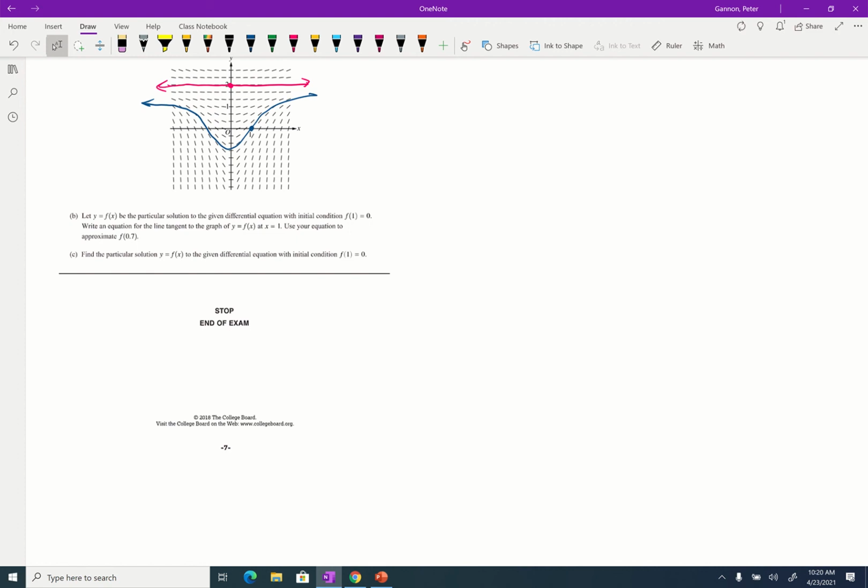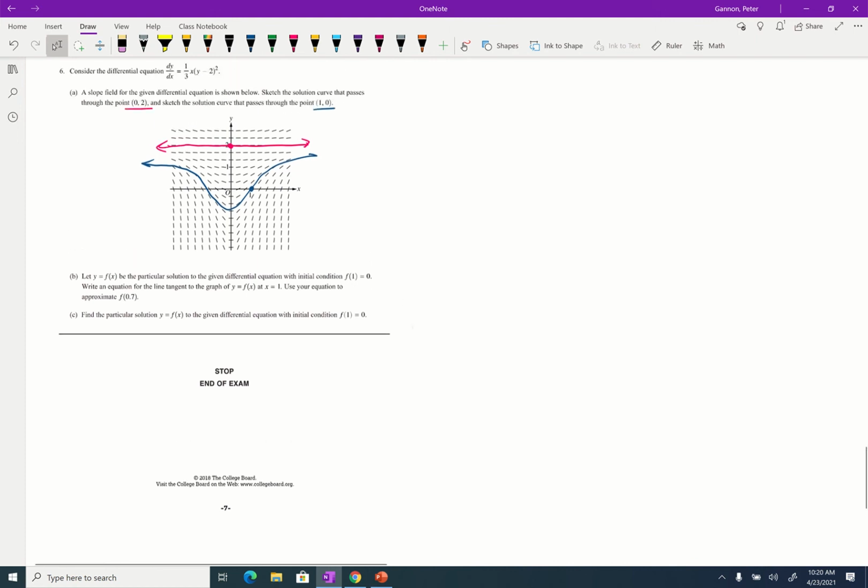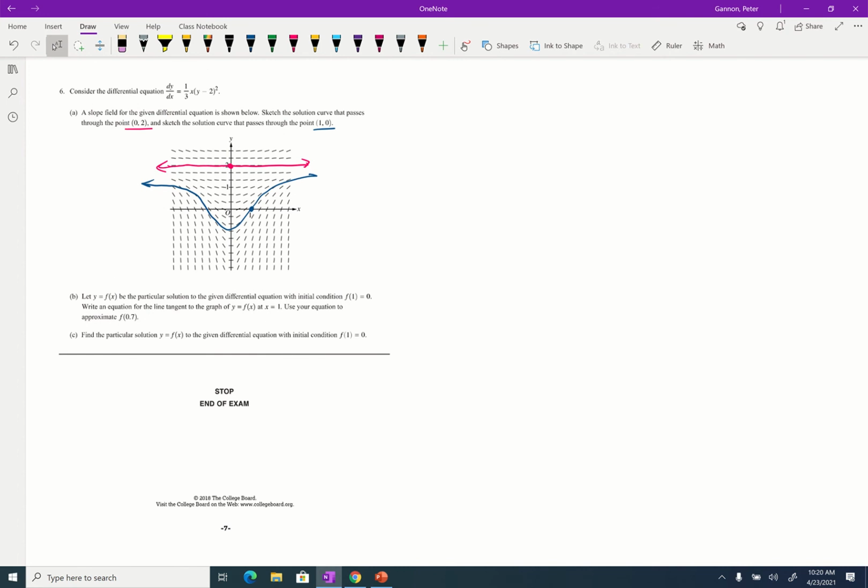All right, for part B, let y equal f of x be the particular solution to the given differential equation with the initial condition f of 1 equals 0. Write an equation for the line tangent to the graph of y equals f of x at x equals 1. And then use your equation to approximate f of 0.7. All right, so let's think about this. Write an equation of a tangent line.